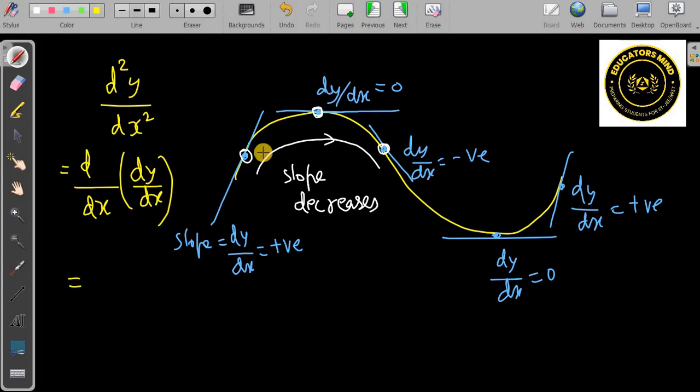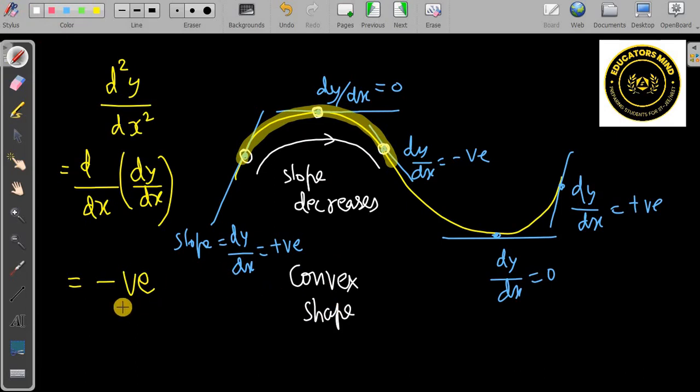So double differentiation means d by dx of dy by dx. It is the rate of change of slope, how the slope is changing, is it increasing or decreasing? It is decreasing. So for this type of graph it is going to be negative. This you have to understand. When you are going from this point to this point to this point, this type of shape is known as convex shape. So for convex shape, double differentiation is negative.